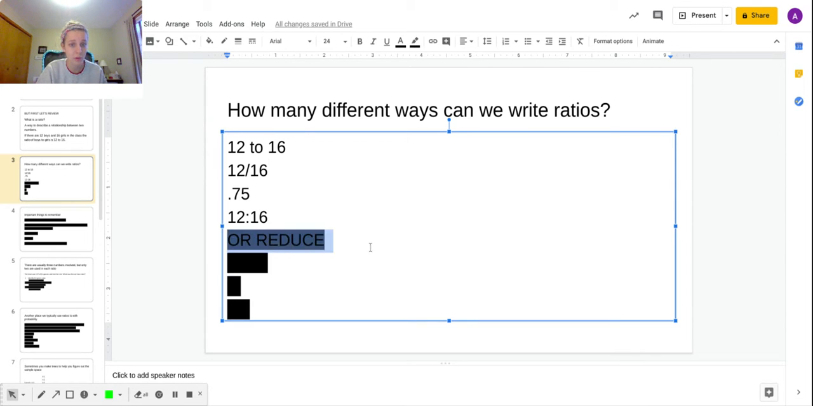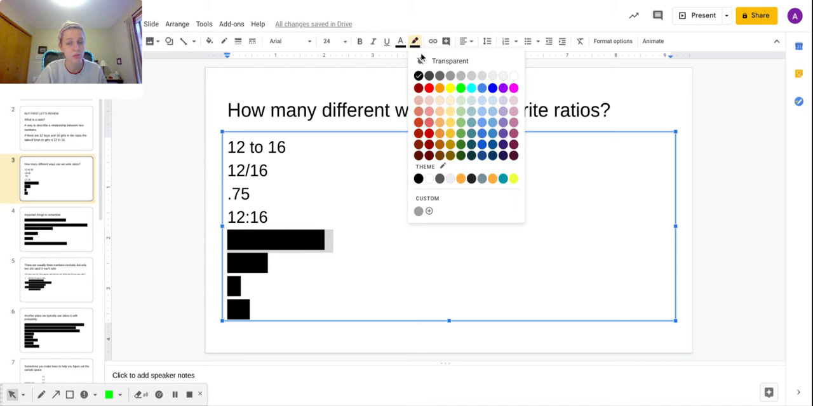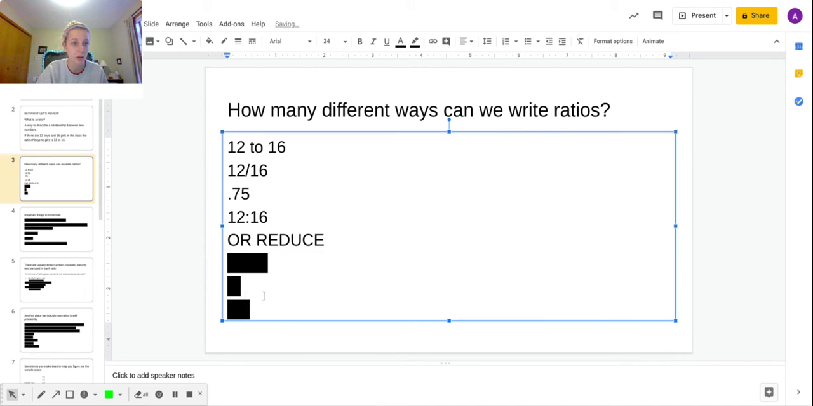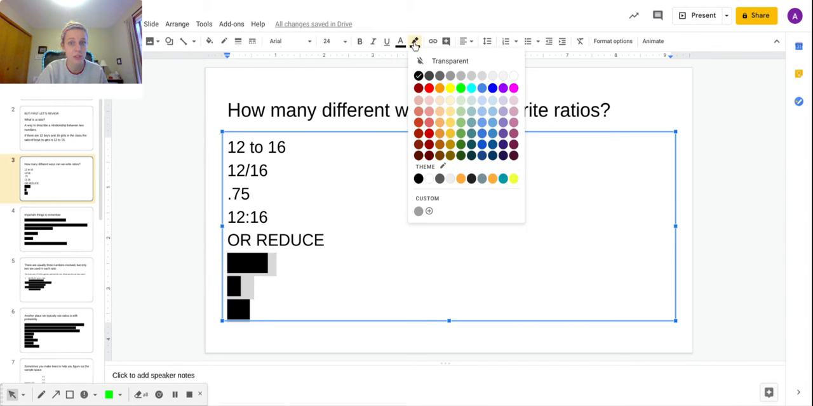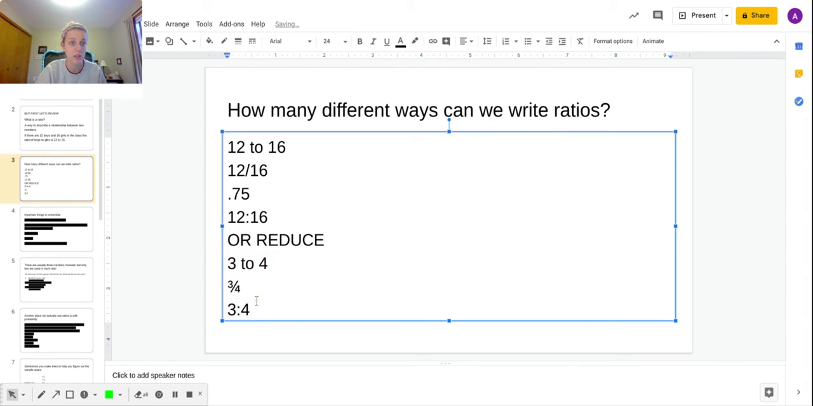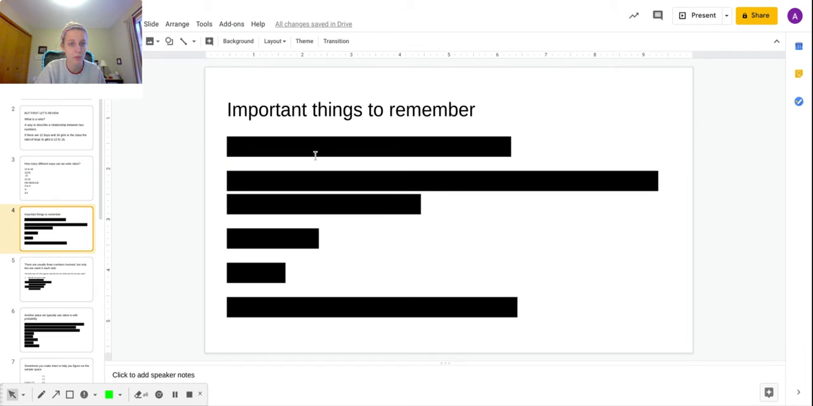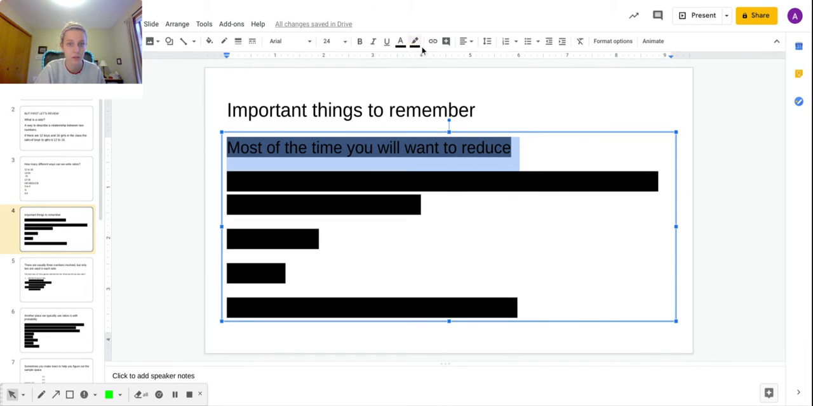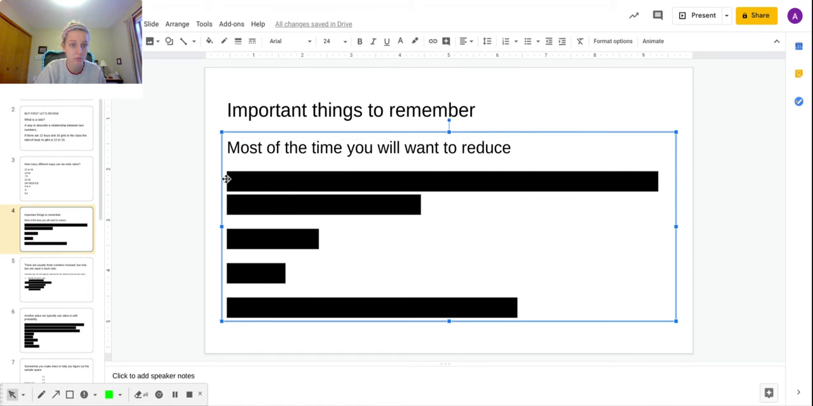But also there's a couple more ways. You can reduce, and you should reduce most of the time, depending on what the question is asking you or how you're answering it. So if you reduce 12 and 16, you can do 3 to 4, 3/4, or 3:4. 0.75 would be the same either way. So some important things to remember. Most of the time, you will want to reduce.